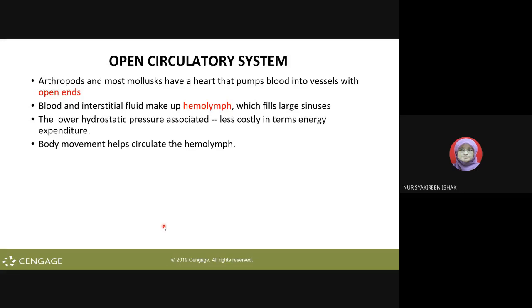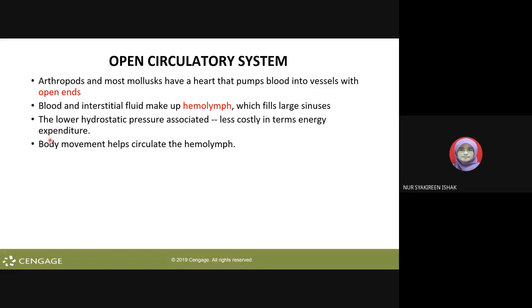So these large sinuses, we call it as hemocoel. Okay, hemocoel. So when the heart pumps blood into open end blood vessels, so the blood will get mixed with interstitial fluid that we call it as the hemolymph. Okay, maksudnya hemolymph ni adalah combination darah dengan interstitial fluid that is found in the body cavity, which we call it as hemocoel.